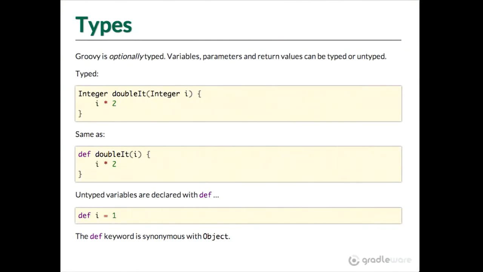Types. So Groovy is kind of interesting in that it's optionally typed. You can use types, or you can not use them. So variables, parameters, return values can be typed or untyped. So here's an example of typed, very similar to the Java case. It returns an integer. This is basically the same as the next method, which doesn't talk at all about what its return type is. So if you're declaring a variable that's untyped, you use def as the keyword. If you're declaring a variable that's typed, you use the type.